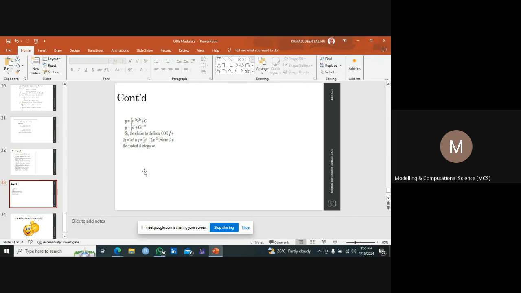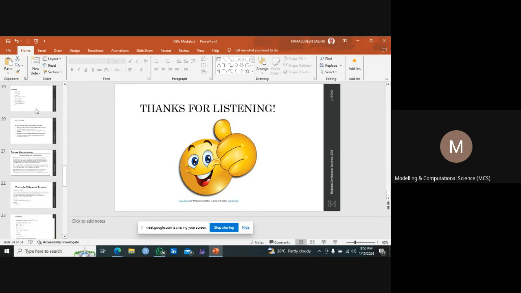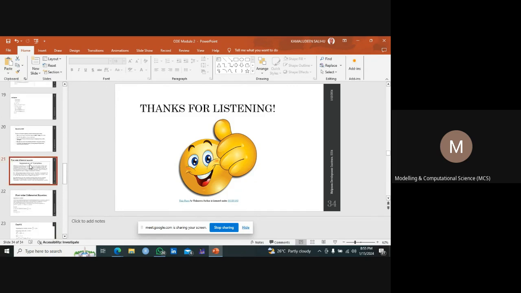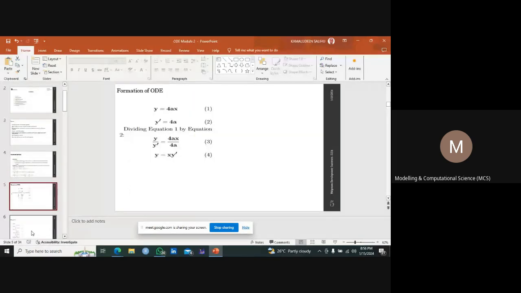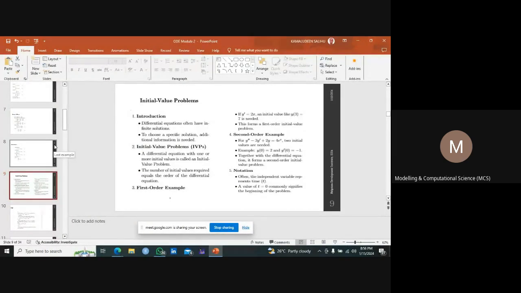So that will be the end of the class for today. We've been able to take a summary of our last class. After the summary, we started our today's class from the formation of differential equations.